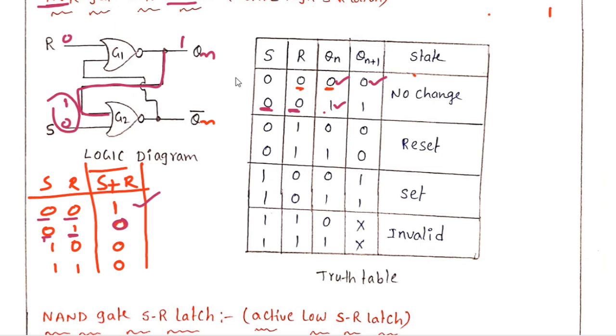So 1 0. When I am giving 1 0, what is my output? 0. Now the output is 0 here, so this 0 is going here. Now both are 0 0. What is my output for 0 0? 1. Now the next state I am getting is 1.